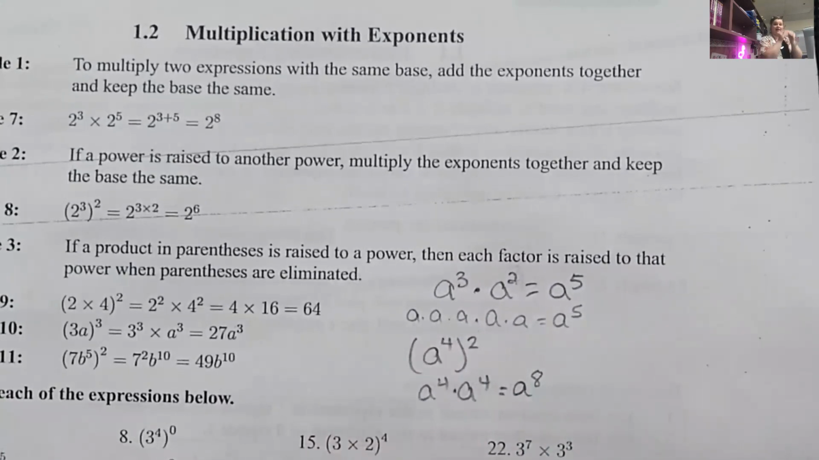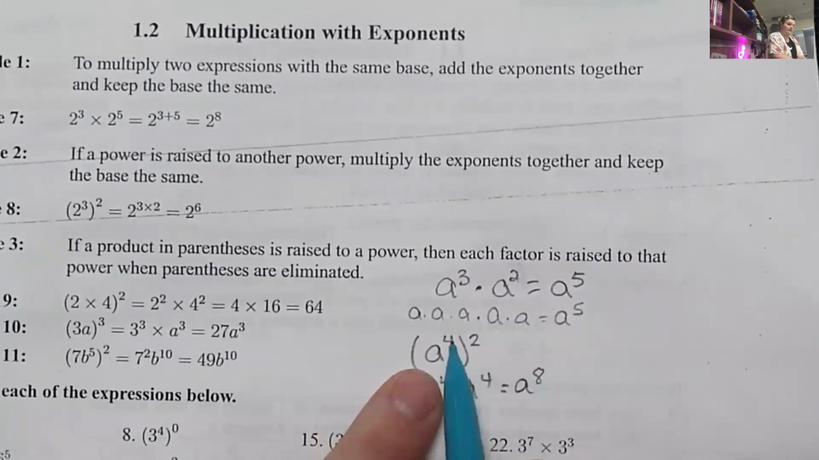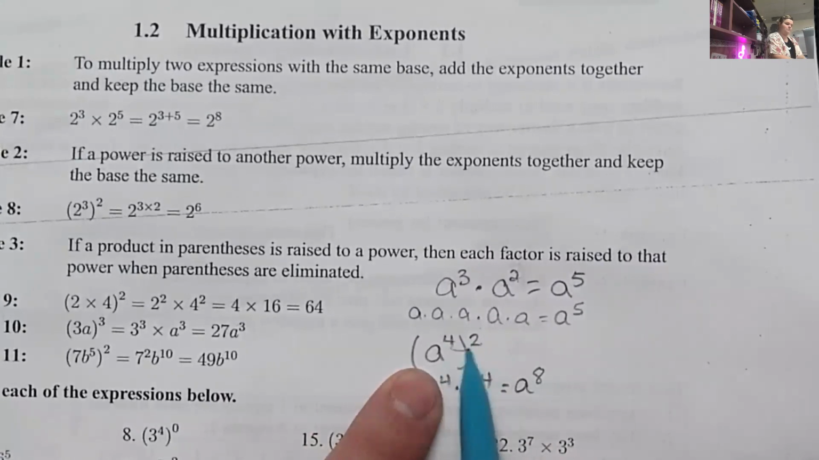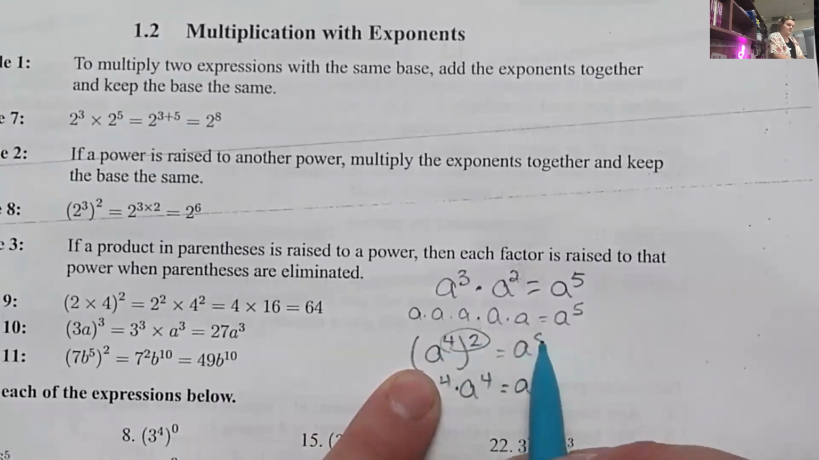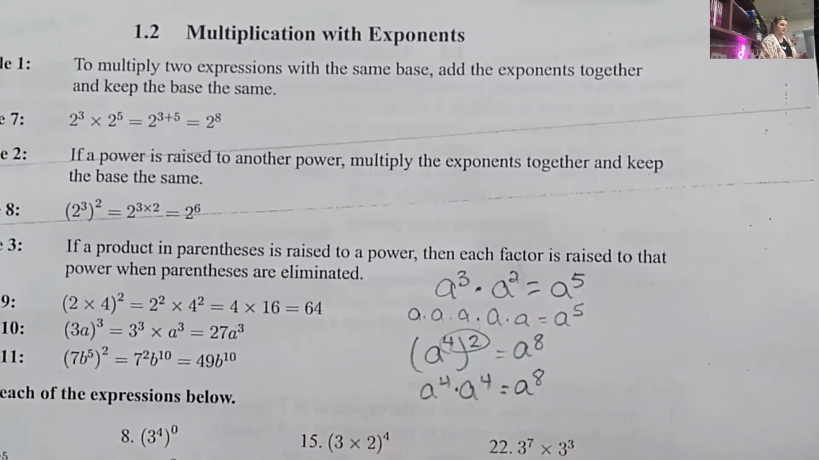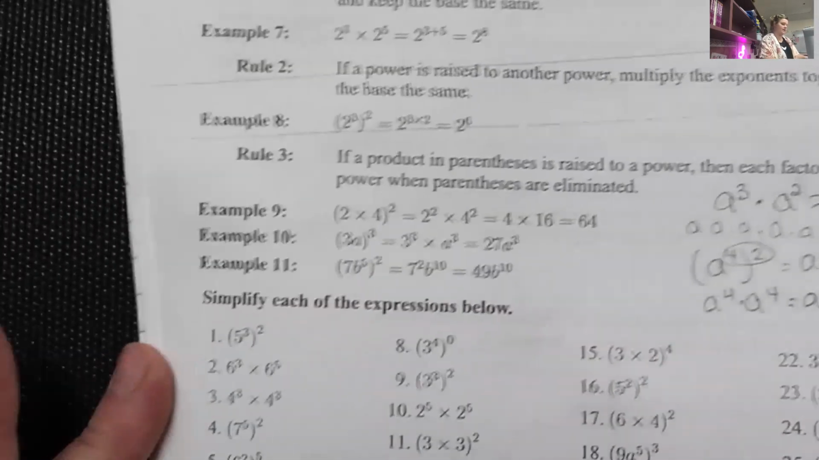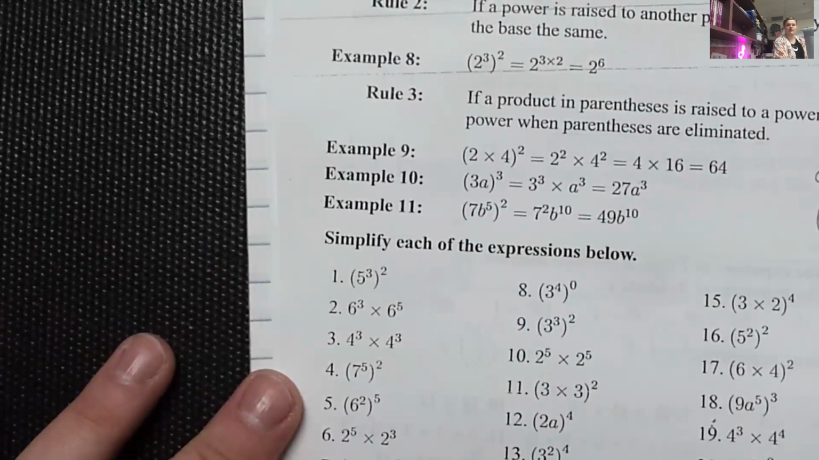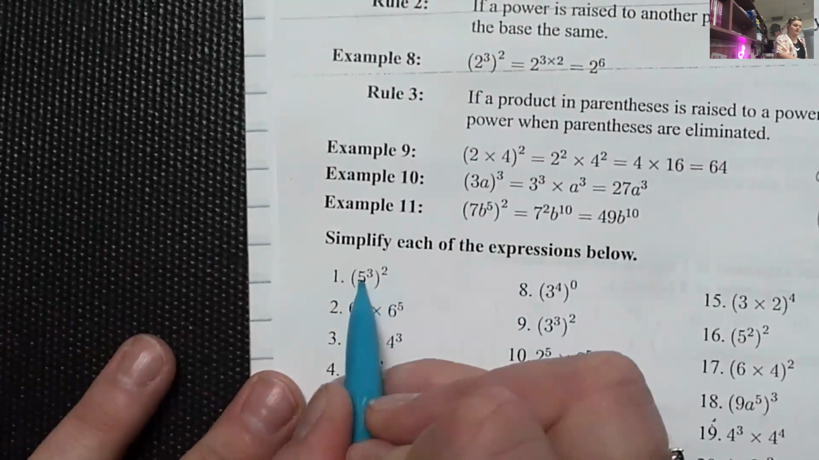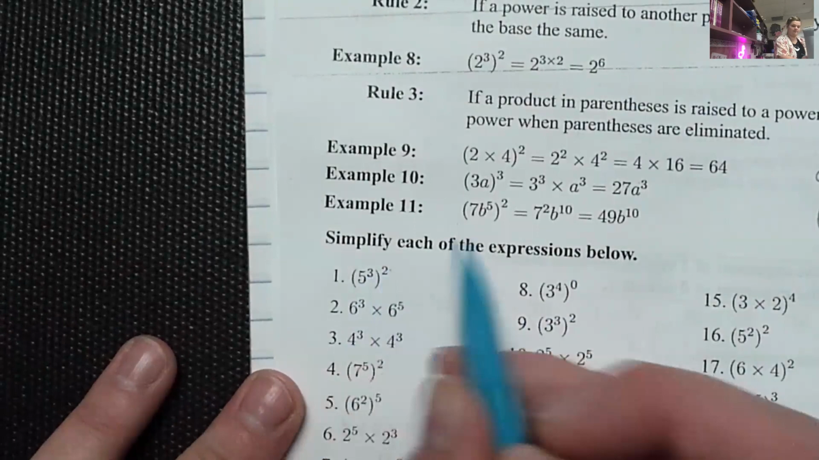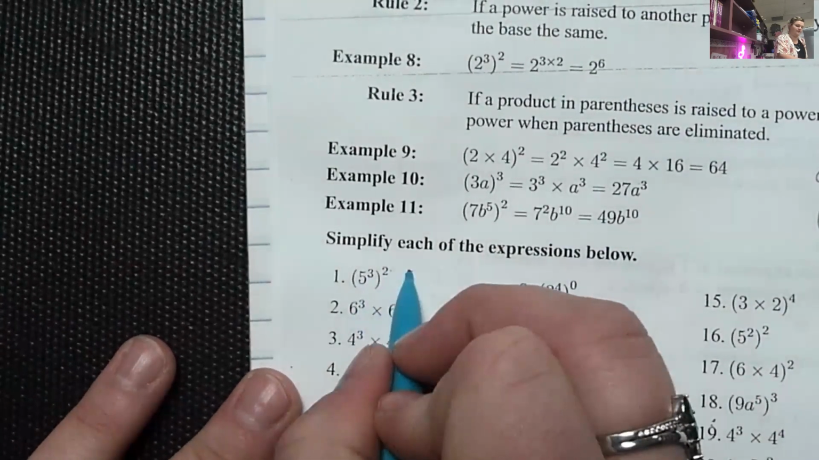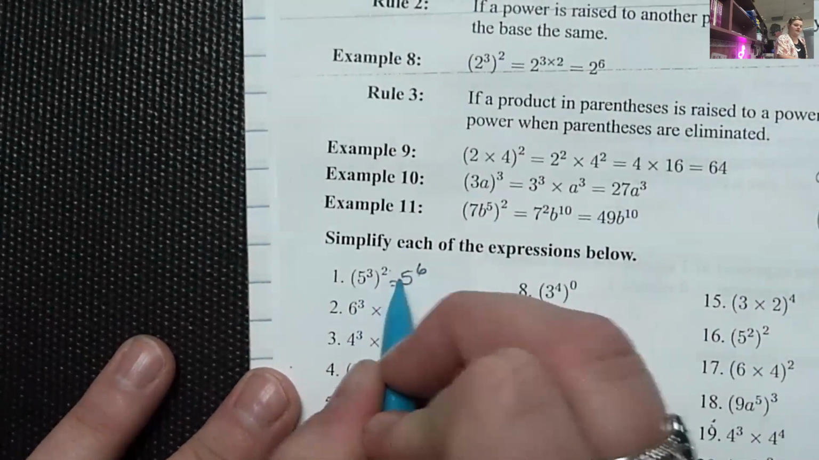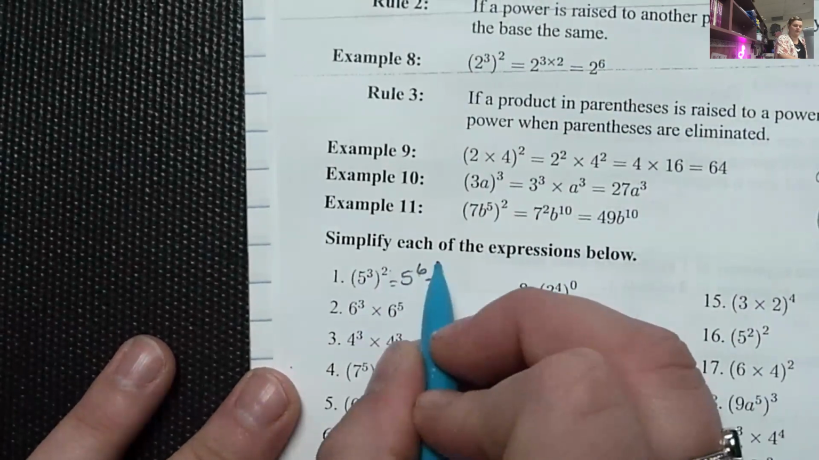So if you want a shortcut, if you have an exponent raised to an exponent, you multiply. Okay, so that's what's going on here. So simplify each expression below. So you're going to have to multiply. So this one, an exponent to an exponent, so I multiply. So I'd have 5 to the 6th. And then I would throw that in my calculator and work that out.